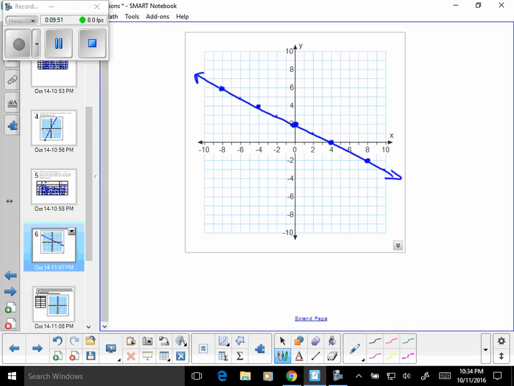Now, if you'll notice back to the equation, the coefficient of the x was a negative 1/2, and if you have a negative slope, you're going to be between quadrants 2 and 4.